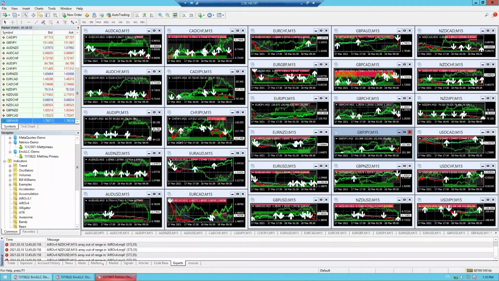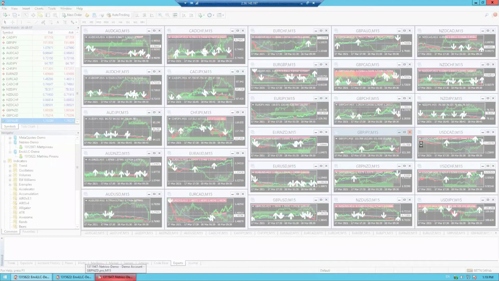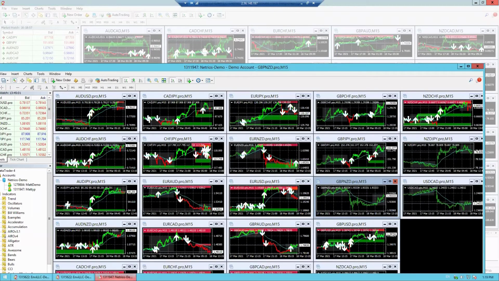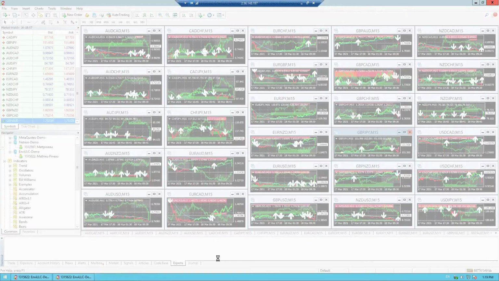There we go. You should see my setup here. Good old AIRO. Looking for another setup here. Let's see. Oh, it's that Netrios one that keeps on giving me trouble. Hold on, guys. Just a sec, I'm gonna see what happened here. MT4 crashed.